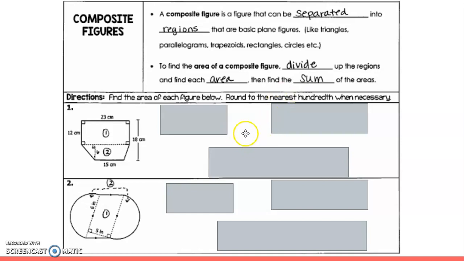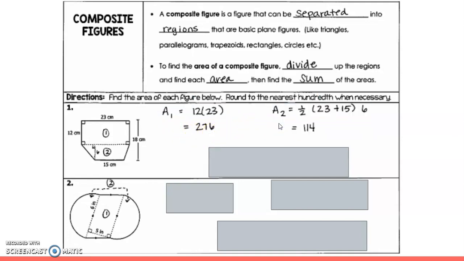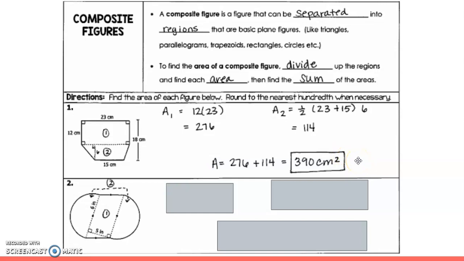If we look at number 1, the two different shapes that we have are a rectangle and a trapezoid. So we're going to start with finding the area of the rectangle. Then we'll worry about the area of our trapezoid. Remember that for our trapezoid, we need our two different bases. And since we have a rectangle on one piece, we know that 23 is also this length right here. So that's going to be one of our bases that we use. Once we find the two different areas, we are going to add them together.